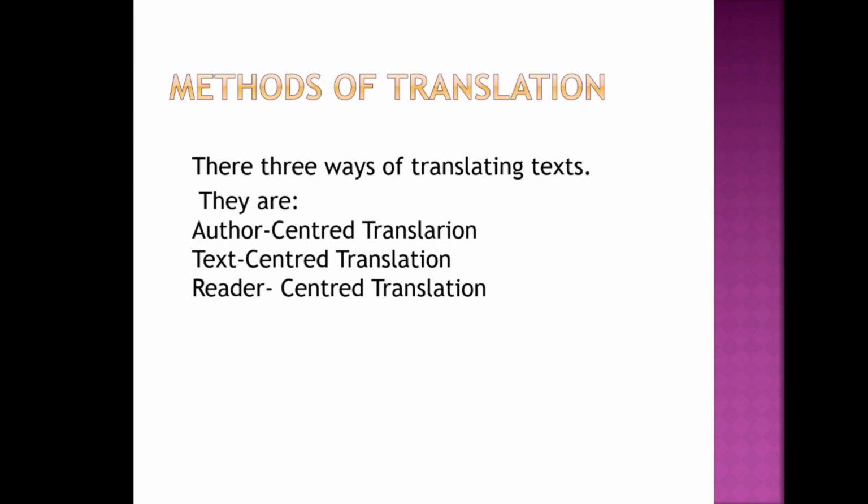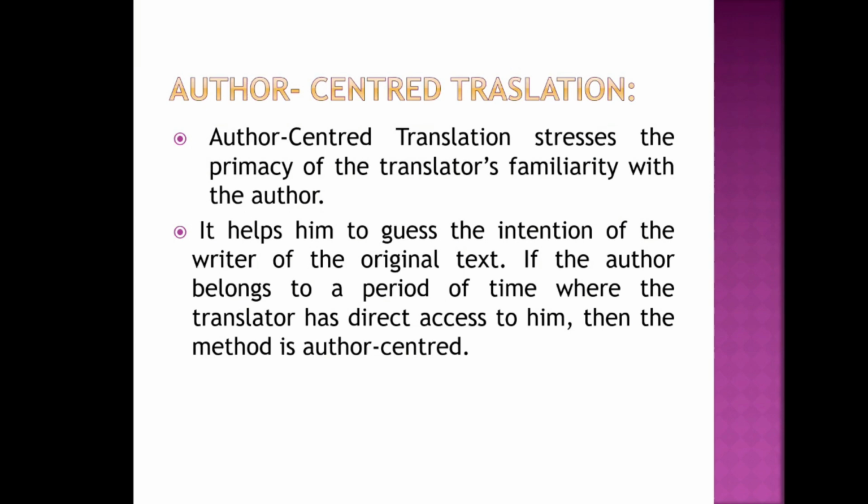There are three ways of translating text. They are author-centered translation, text-centered translation, and reader-centered translation. Author-centered translation. Author-centered translation stresses the primacy of the translator's familiarity with the author. It helps him to guess the intention of the writer of the original text.